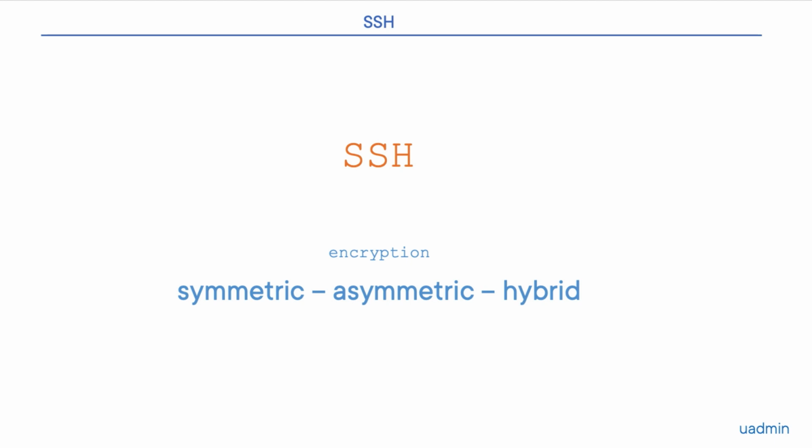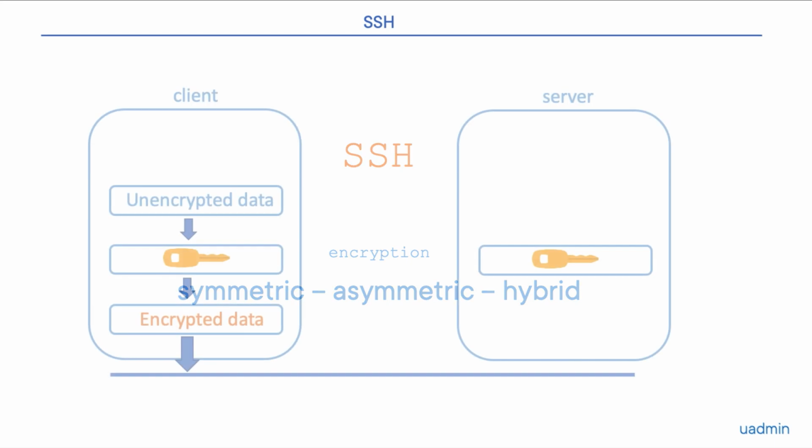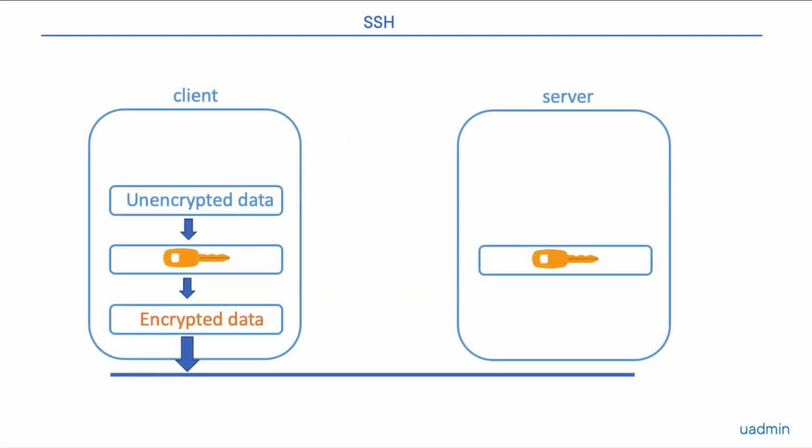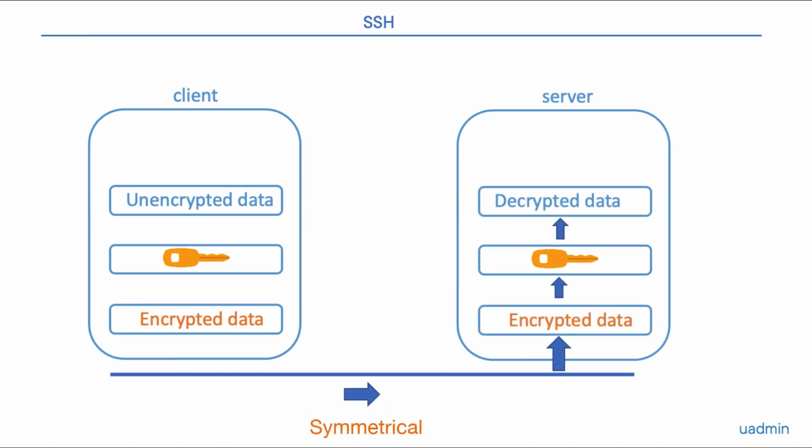Let's first look at encryption, for which we use a single key to encrypt as well as decrypt. Imagine a client wants to communicate with a server. Then the client will have a single key with which it will encrypt the data before sending it. And when the server receives the encrypted data, it will decrypt it with the same key. This is referred to as symmetrical encryption because you use a single key, and it is by far the fastest method, mainly because it requires less computational power.